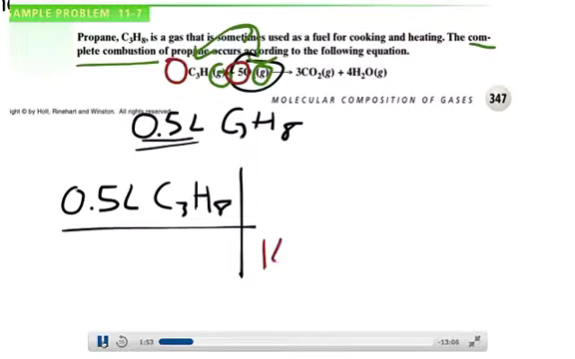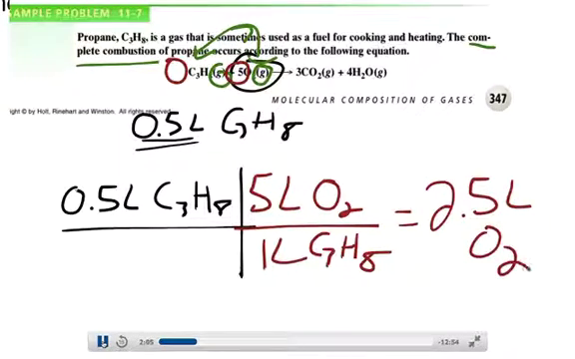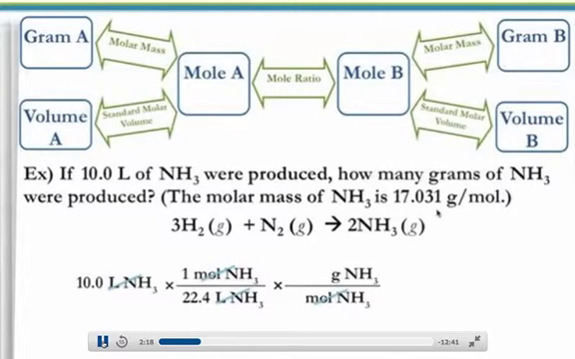So 1 liter of C3H8 will react with 5 liters of oxygen, not produce. Oxygen is a reactant. So we need 2.5 liters of oxygen. So it can be that easy with gas stoichiometry. Now, it is not always that easy because we're not always dealing with one gas and going to another gas at the same temperatures and pressures.